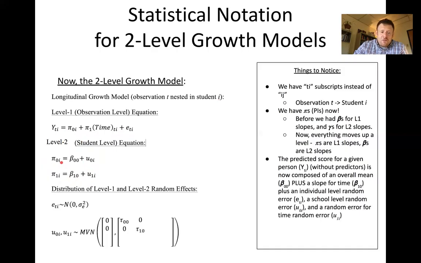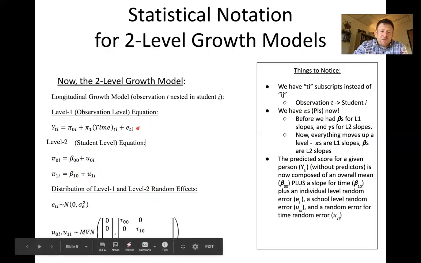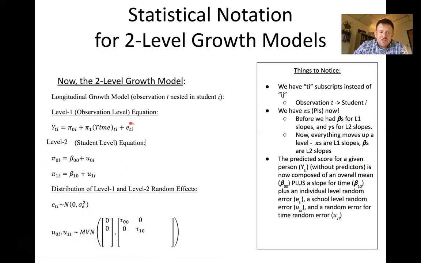So this is variability in the intercept, U0i. U1i is variability in the slope. And so we still have our individual term here, which is epsilon ti, and that is variability within student. So that helps to explain variability over time that is not explained by the measure of time itself or by other predictors that we might introduce at the observation level.